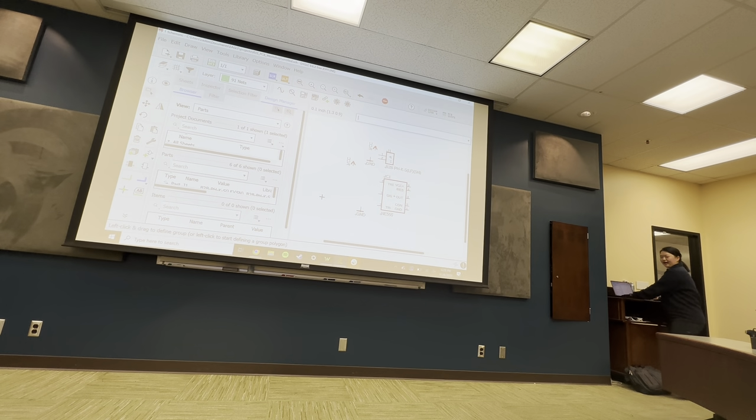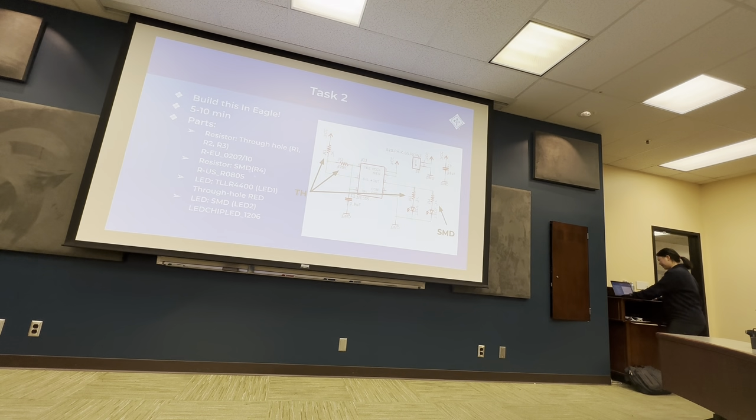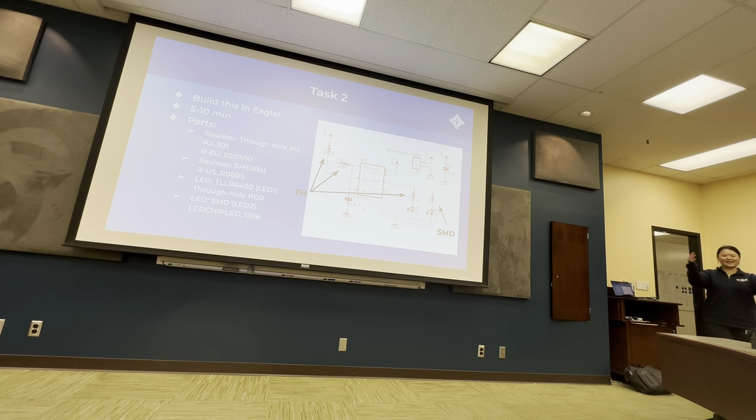Now that I showed you how to import parts, go ahead and type in these parts here. Follow these parts. These are resistors. They are actually the through-hole resistors R2 and R3. And for the SMD one, this is the name of it, so you can type it in, search it, and then place it right here. So this will be your second task. Go ahead and start doing it.